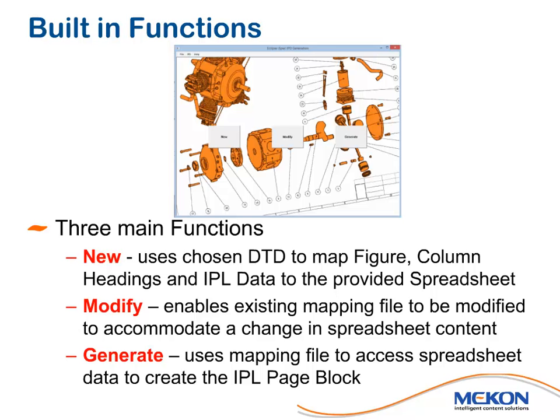Clearly the New button is for a user to generate a new mapping file from a spreadsheet, so that's what you would normally use that for. The Modify button: if you've already got a spreadsheet and you decide to add more things to the spreadsheet, then clearly you need to modify the mapping. So that's how you do that. And the Generate button enables you to pick the mapping file and the spreadsheet, and the application will then generate the IPL page block.